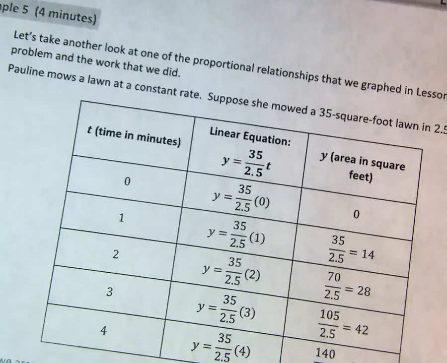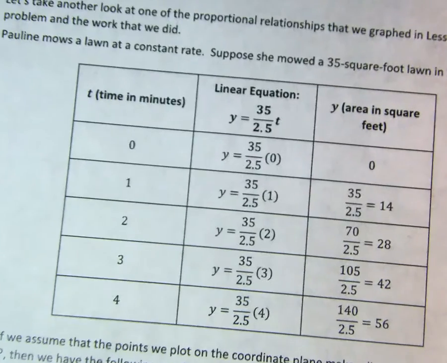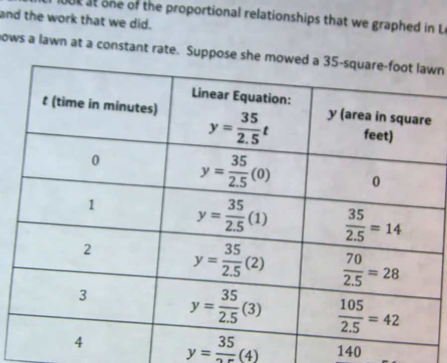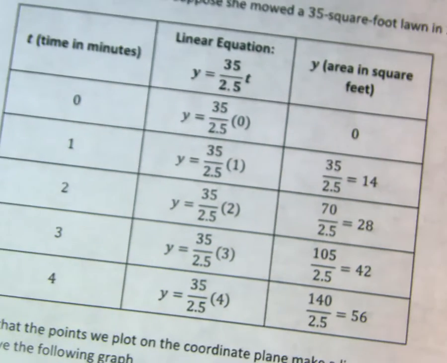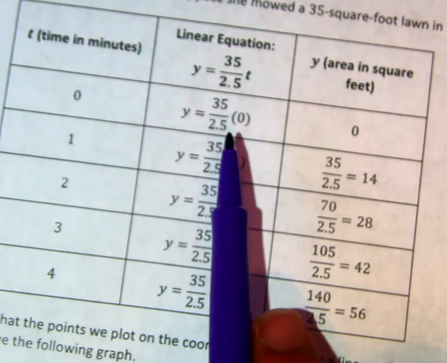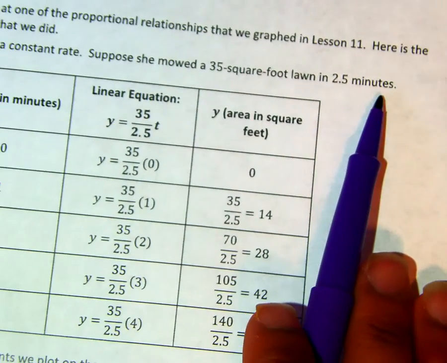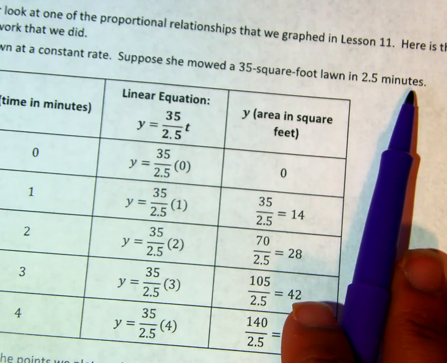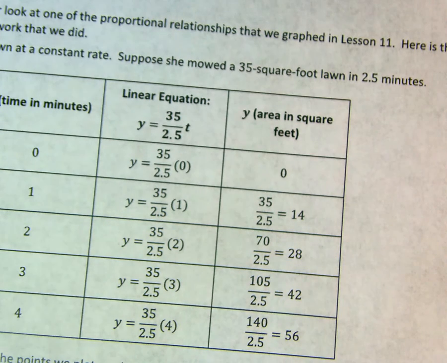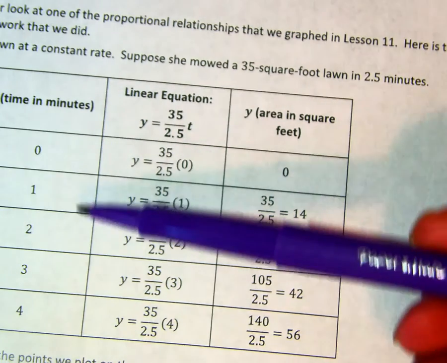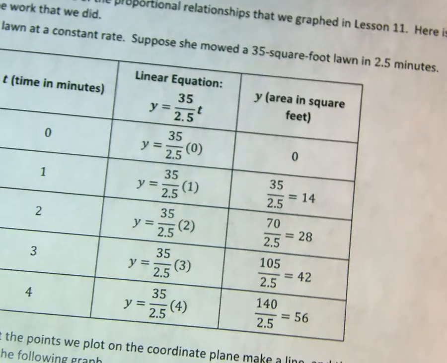We do all of this to begin to create a story. So let's take it back to lesson 11 before the break. We talked about Pauline mowing a lawn. We created this table, we filled in this table, and we said that Pauline could mow a 35 square foot lawn in 2.5 minutes. We wanted to know, if Pauline mowed at a constant rate, how many lawns did she mow in a certain amount of time. So we filled in these values.